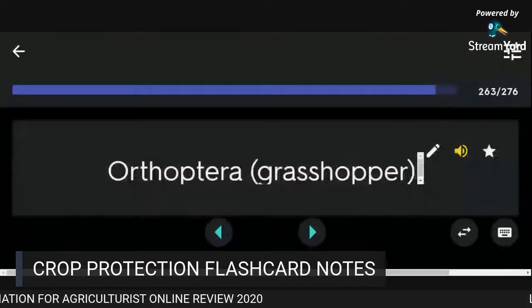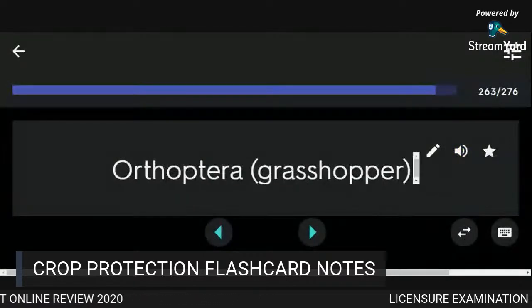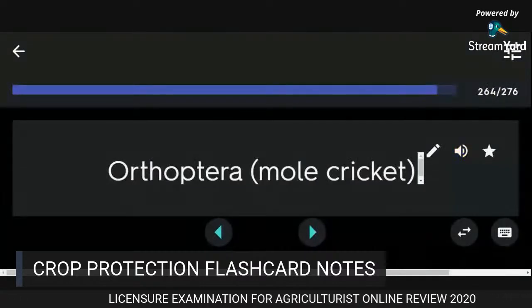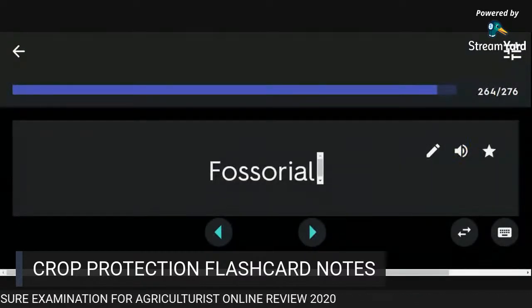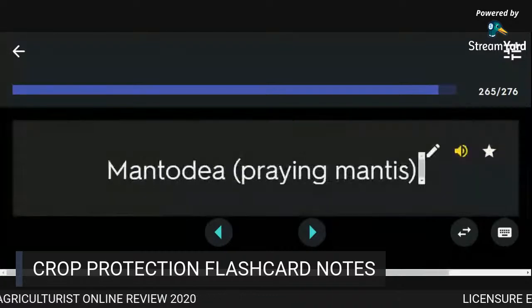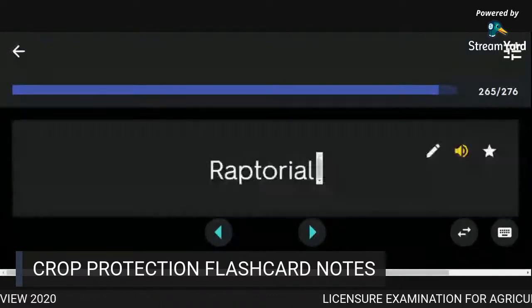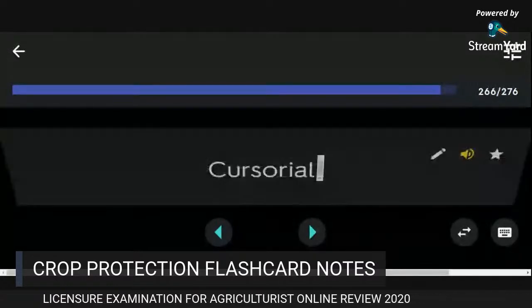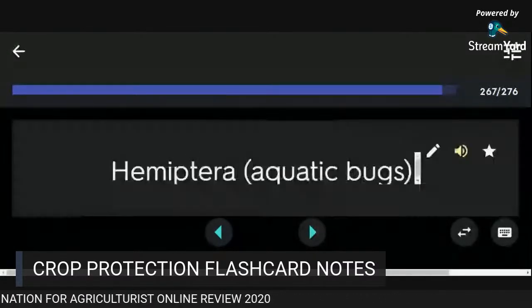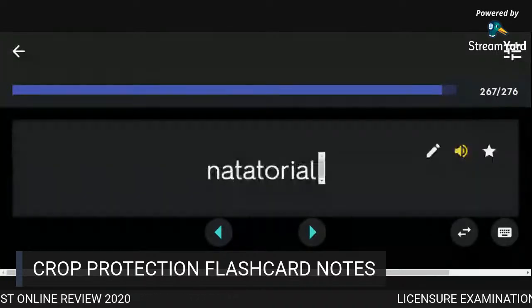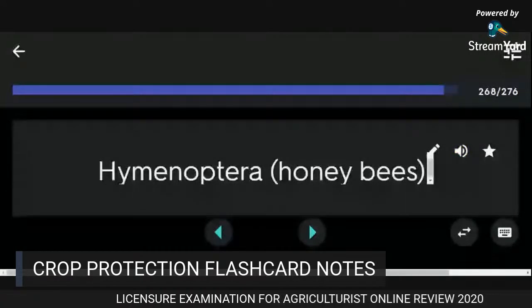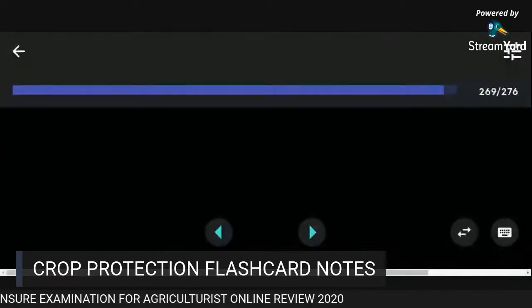Orthoptera: saltatorial. Orthoptera: fossorial. Mantodea: raptorial. Blattodea: cursorial. Hemiptera: natatorial. Hymenoptera: corbicula.